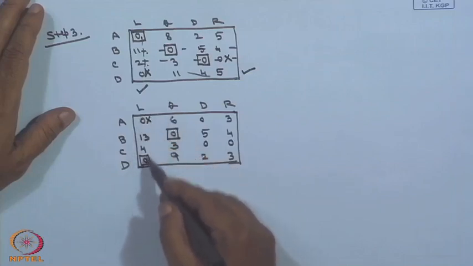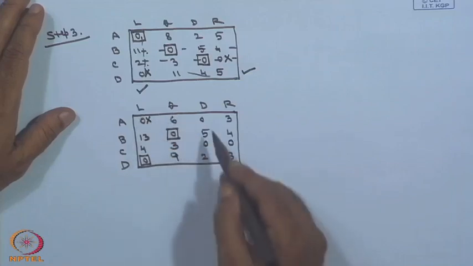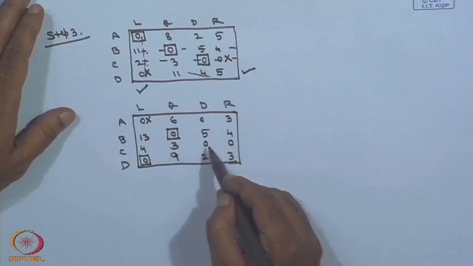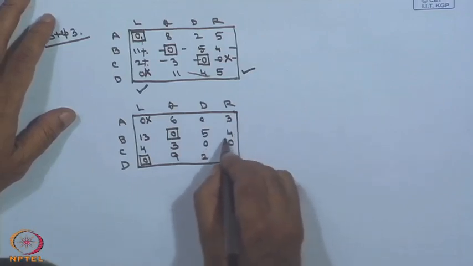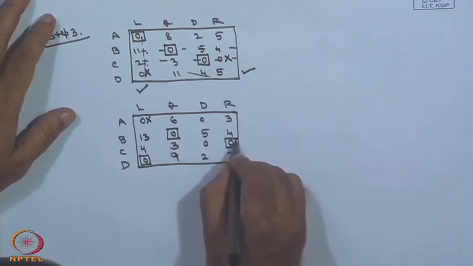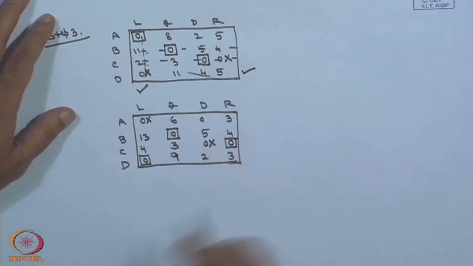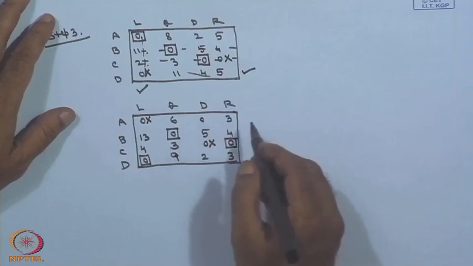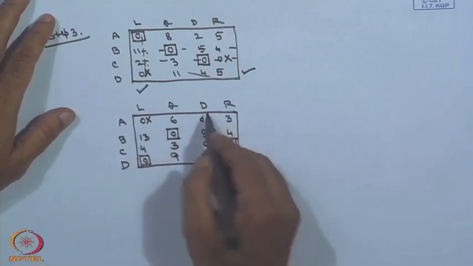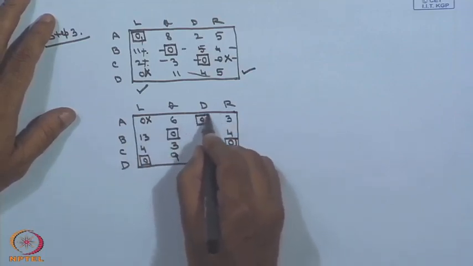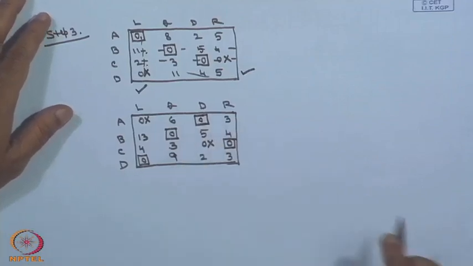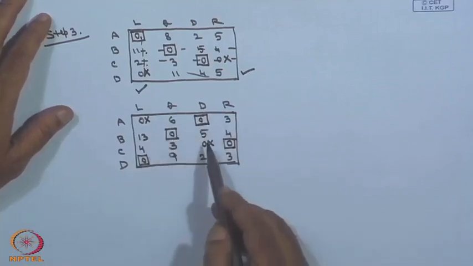Second column already assigned, second column assigned, third column has 2 zeros, I will not touch it. Fourth column there is only 1 zero, so I will touch it, and in the corresponding row I will cross out the 0. Now, if you see, you have only one row where you have this. So, therefore, your assignment will be this. Now the number of assignments is 4.